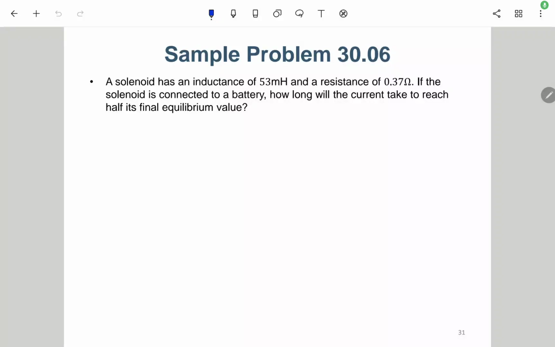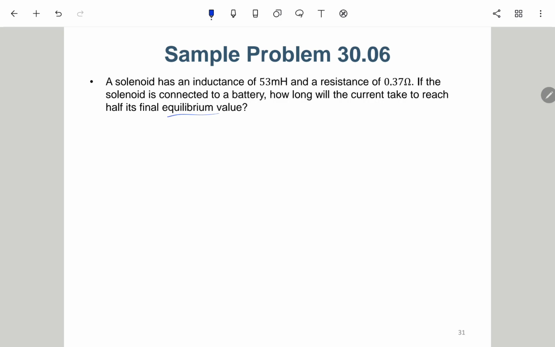Here we have another sample problem. It says a solenoid has an inductance of 53 millihenry and a resistance of 0.37 ohms. If the solenoid is connected to a battery, how long will the current take to reach half of its final equilibrium value?